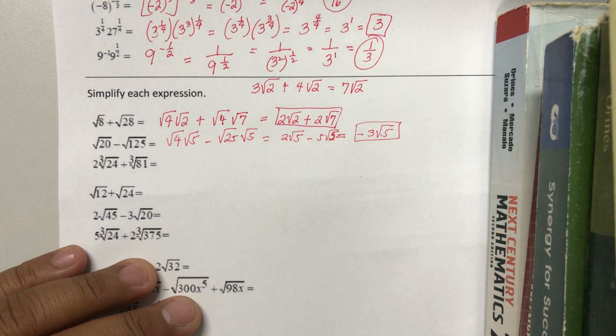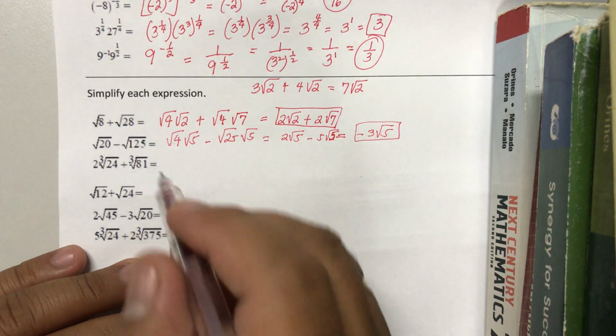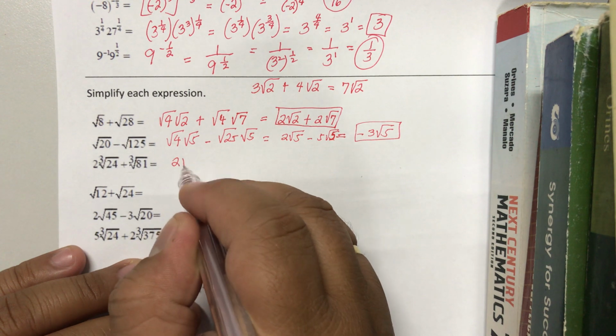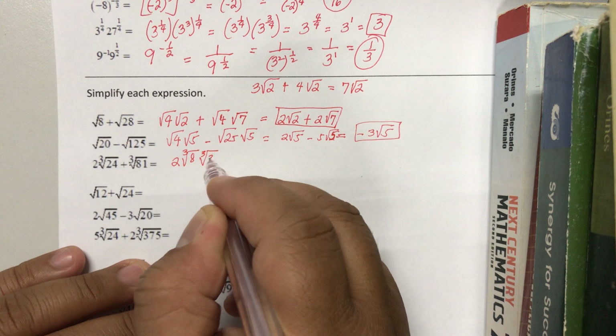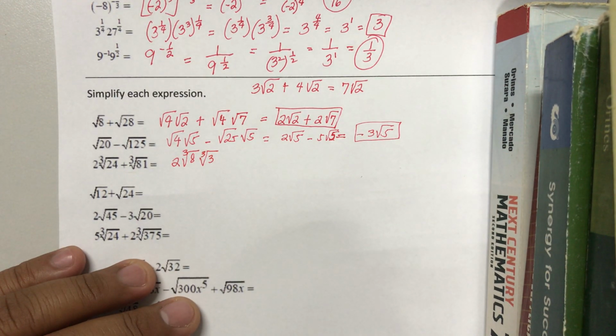Next, number 3. 2 cube root of 24 plus cube root of 81. This will be 2 cube root of 8 times cube root of 3. 8 times 3 is 24. You have to factor out 24 in such a way that one of the factors is a perfect cube. Obviously, you should not be rewriting the expression into 2 cube root of 12 times cube root of 2, since neither 12 nor 2 is a perfect cube.